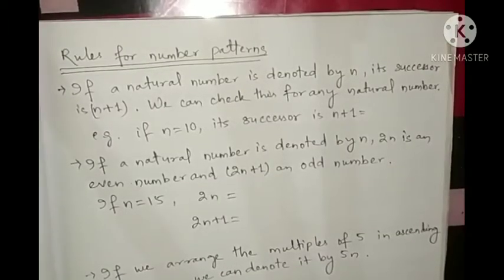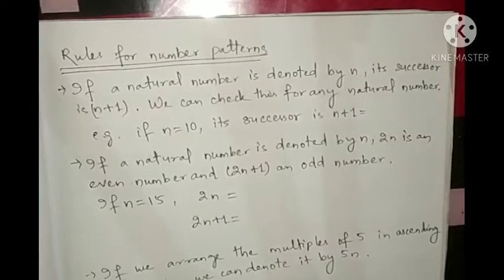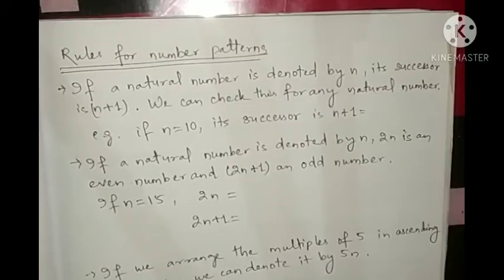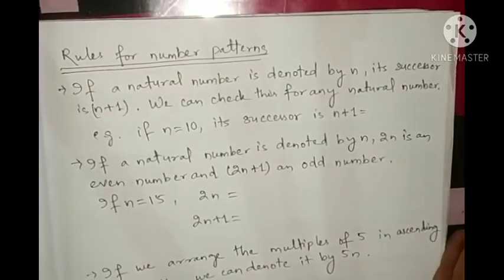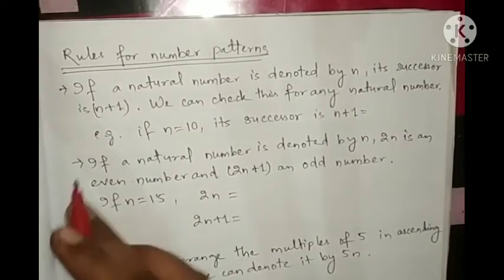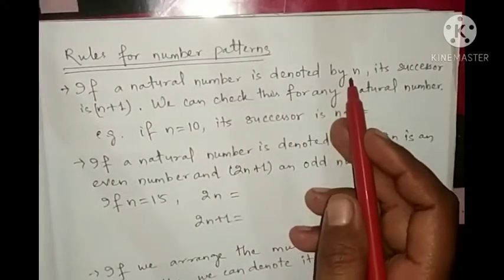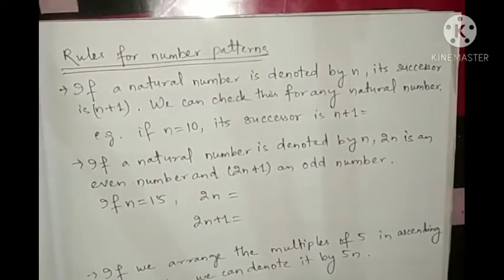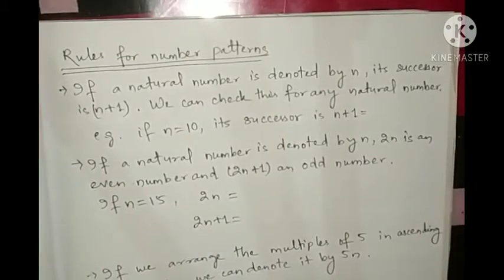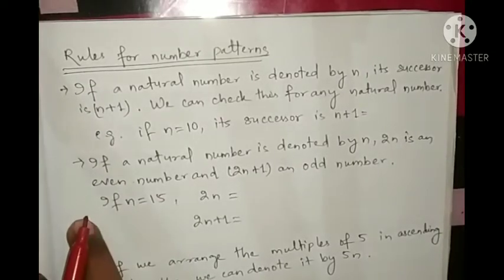Next step, we have found formulas. Now we will see rules, rules for number patterns. We use number patterns in our day-to-day life. So let's see how we can use algebraic expressions for finding the rules for number patterns. If a natural number is denoted by n, its successor is n plus 1. We know successor means when we add 1, and predecessor is when we subtract 1.